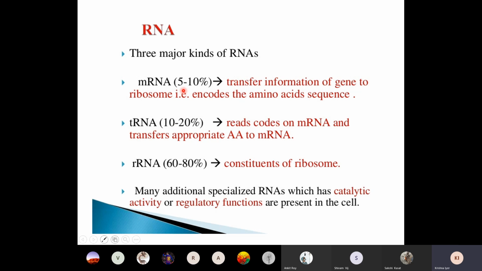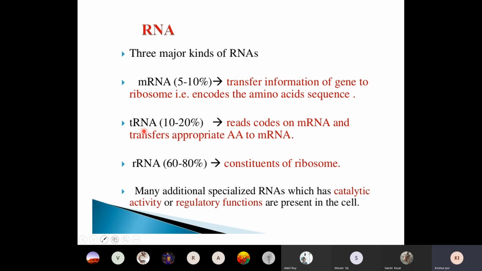And mRNA, as I said, is the least abundant, but more importantly, its abundance is very variable. At some points, it can even be more than 20% if there is active protein synthesis occurring, but most of the time it is less than 5%. Okay, and what they do is transfer the information from the gene to the ribosome, in a sense, so that you can make proteins.